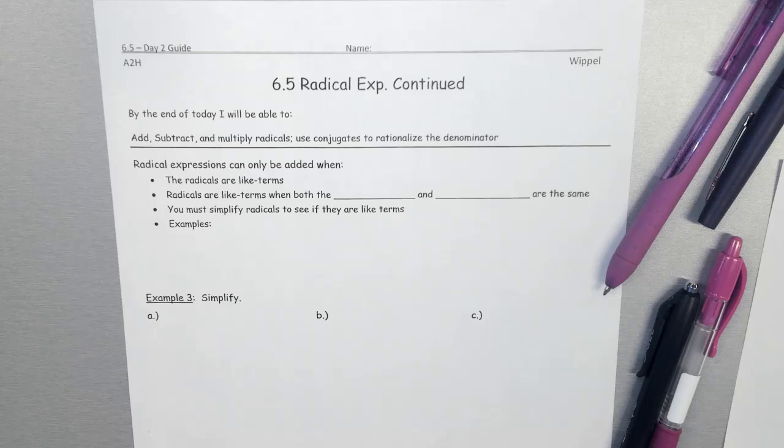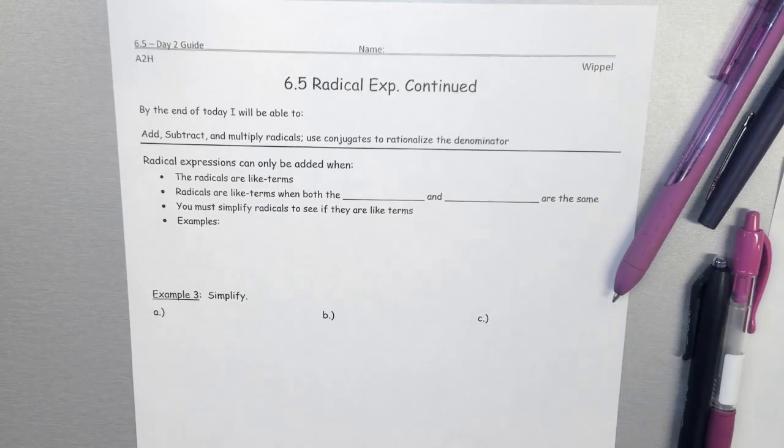All right, so in 6.5, we are working with radicals. Yesterday we did some simplifying like we did in 6.3. Today we're going to add, subtract, and multiply. And then we're also going to be using conjugates to rationalize the denominator. So we haven't added radicals yet. So let's go over the rules for adding them together.